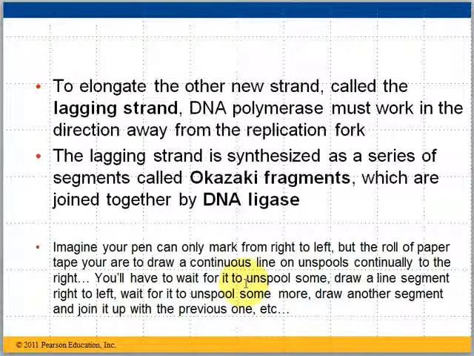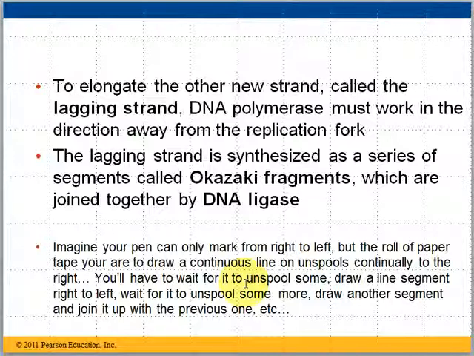To elongate the other strand, it's going to be a bit more work because the DNA polymerase can't work in that direction away from the replication fork. So this is going to be problematic. So the lagging strand is basically created in small little chunks. It's synthesized as a series of little segments, and they're called Okazaki fragments.